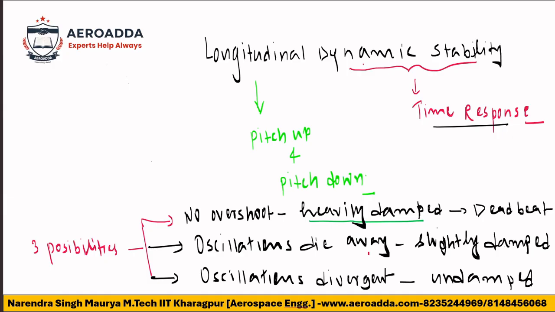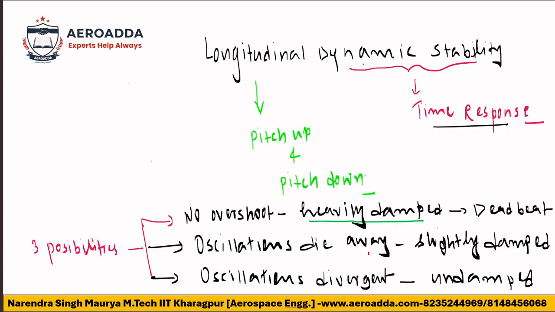The third one is the oscillation divergent, undamped. Damping, I have told you in vibration, means the amplitude will die out. So basically the amplitude will be decreasing. That's the meaning of it. Oscillation die away means the oscillation is slowly and slowly going to die away, meaning the amplitude will be decreasing, and later on it will have zero amplitude. There is no oscillation at all, no displacement at all, right?